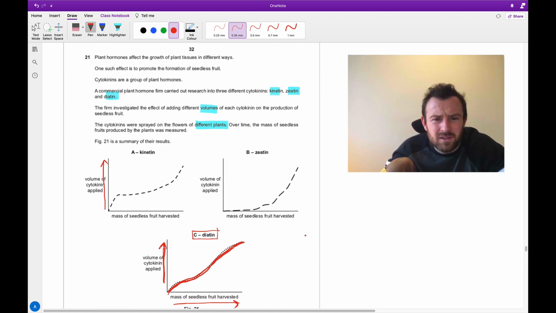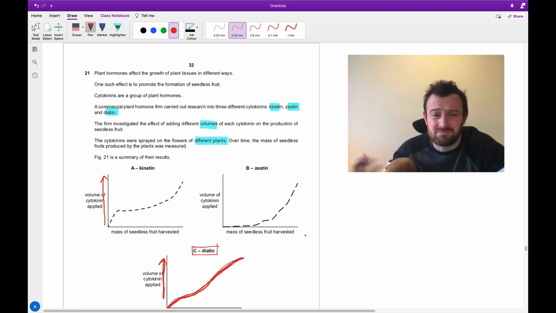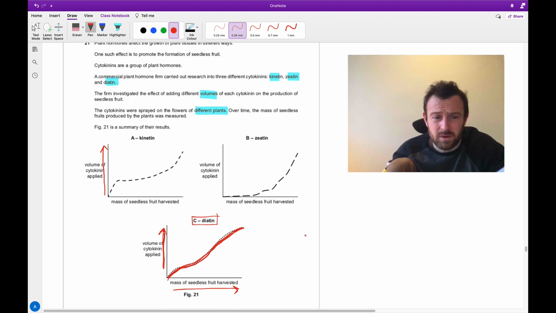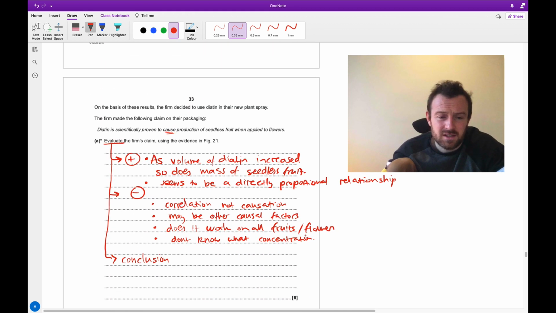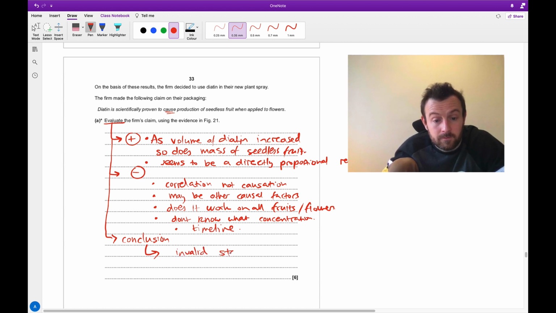And equally, I don't think we know the timeline, do we? Yeah, we don't know how the timeline of fruit production was measured as well, so we don't really know much about their methods. So maybe that's worthy of something, a timeline mark. And in conclusion, basically, this statement is not robust. It is not valid. Invalid statement. Just sort of articulate that, explain why.